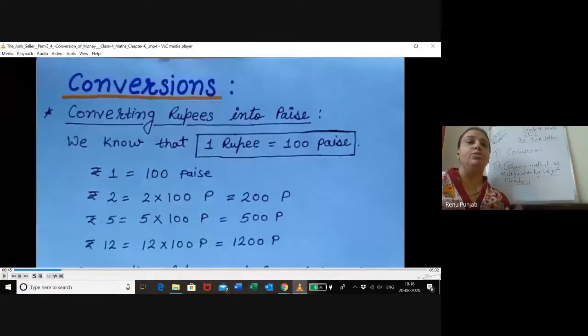If it is 12 rupees, Prisha, what will be the answer? How many paisa are in 12 rupees? 12 into 100. If you want to give a quick answer, it will be 1200. You are correct, 1200. 12 multiplied by 100 is also 1200. Just add the 2 zeros to the right of that number.